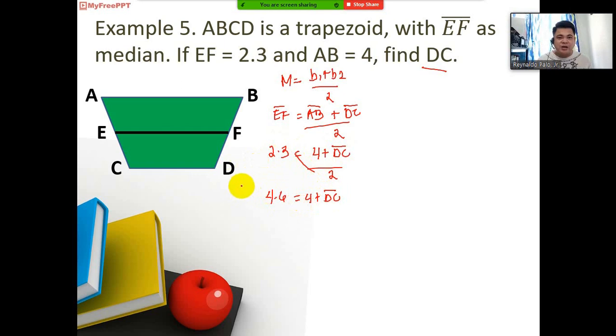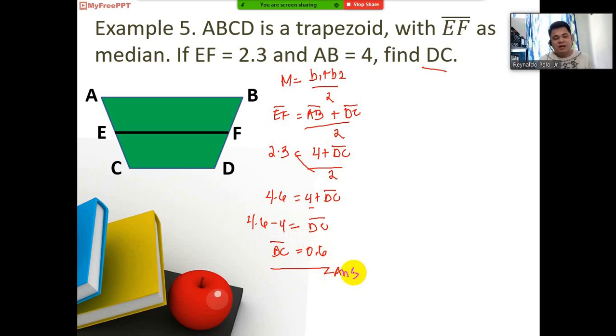We can already apply the addition property of equality to combine the constants. So 4.6 and the opposite of 4, which is negative 4, equals segment DC. So segment DC now is equal to 4.6 minus 4, which is 0.6. So that's already your final answer. Segment DC, or one of the bases, measures 0.6 or 6/10.